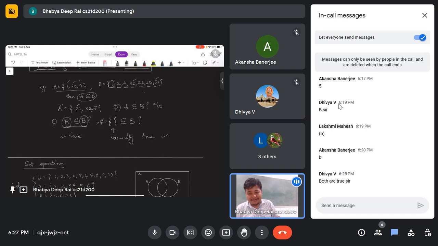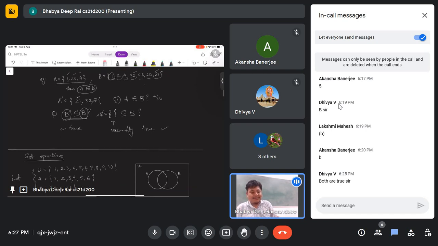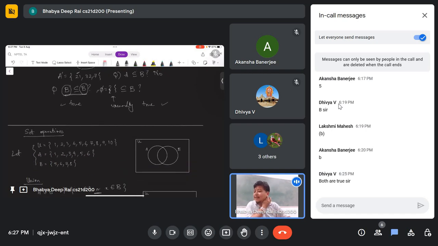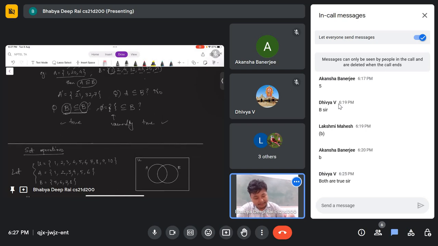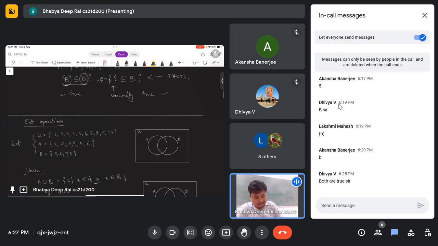So the empty set is always contained within the set. These are some observations that you might find useful later on, especially when we talk about things like power sets. I hope there are no doubts about these two facts. These are facts.